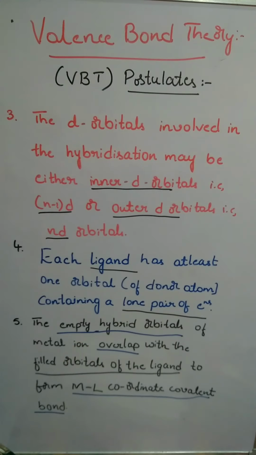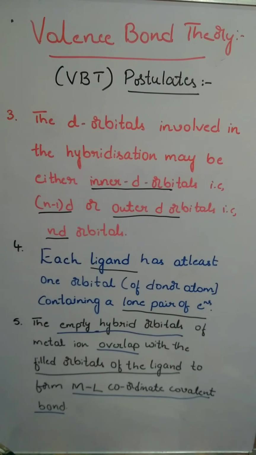So this is about valence bond theory, that is VBT. All these are the postulates. Based upon these postulates, we are now going to check how the bond is formed. Using all these basic ideas, we will check how the bonding is formed in the complexes, what hybridization it shows, and what magnetic properties it exhibits.